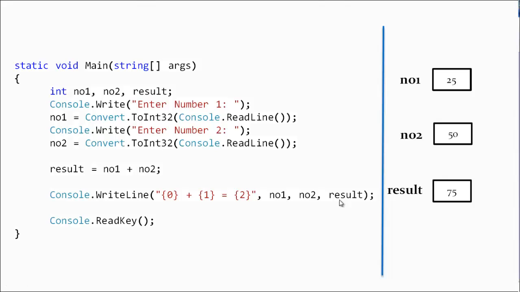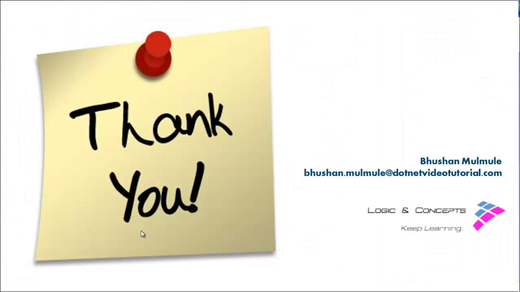Console.WriteLine will print plus and equal to as they are, as they are normal strings, but placeholders have special meaning. The first placeholder will get replaced with the value of number1, this placeholder will get replaced with number2, and this one with the value of result. With this, you are now very much familiar with two basic input and output statements, that is Console.ReadLine and Console.WriteLine. I would like to stop here. Thank you.